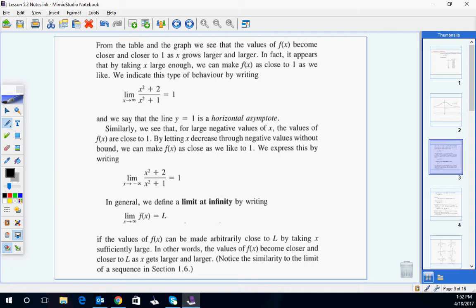Similarly, we can look at large negative values. For large negative values, it's not a problem. Why are large negative values not a problem? Squaring, right? Squaring is not going to change it, so it's still going to be positive. Okay, in general, we define a limit to infinity by writing the limit as x goes to infinity equals L if values of f(x) can be put arbitrarily close to L by taking x large enough. That's just the idea of testing numbers around what you're looking for, getting really close to what it's approaching.